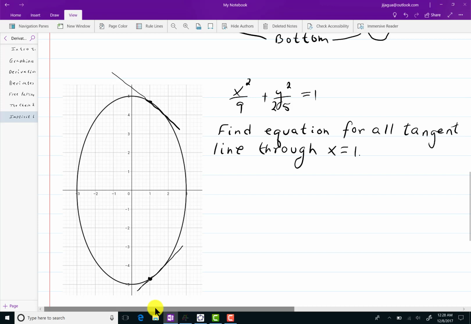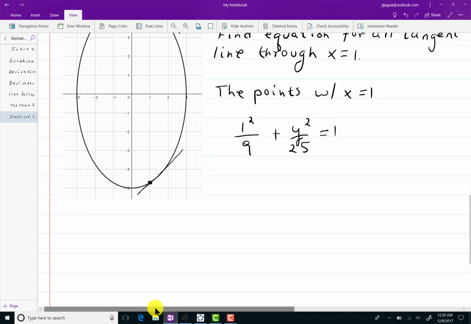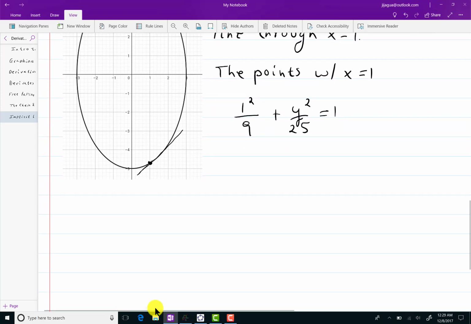So first, let me find out these points. So the points with x equal 1, that's where I'll replace x with 1. So I have 1 squared over 9 plus y squared over 25 equals 1. So I have 1/9 plus y squared over 25 equals 1.